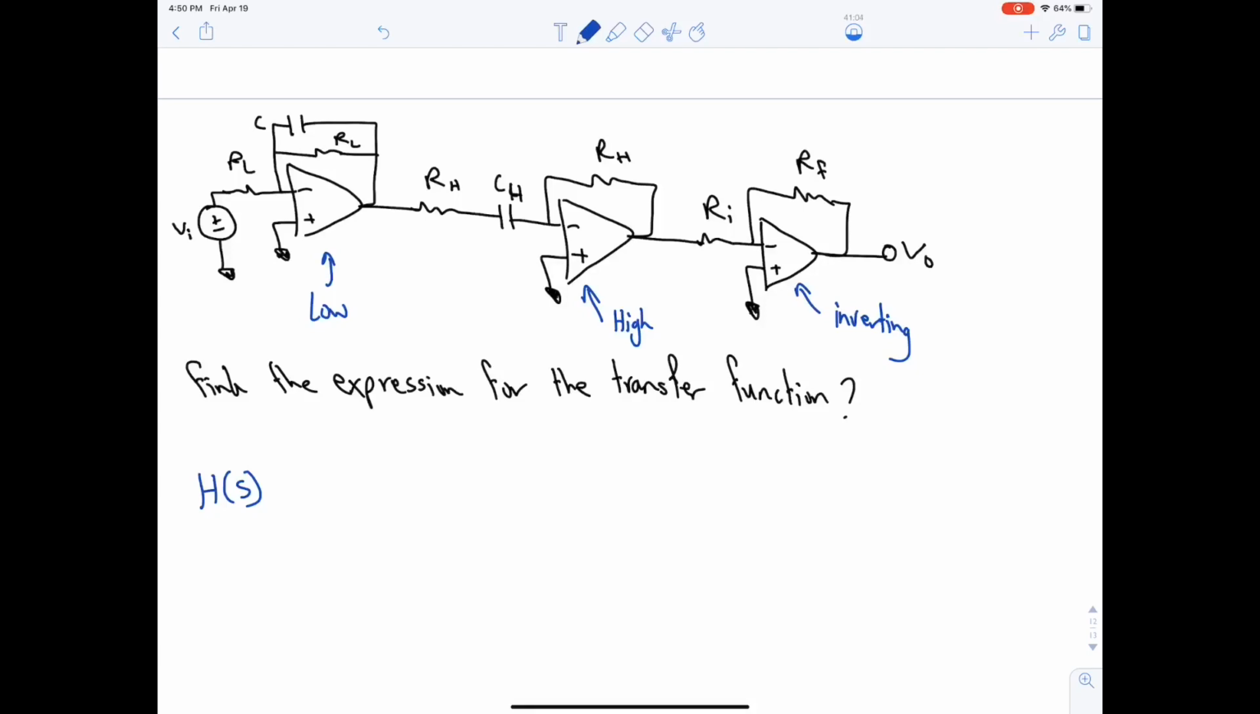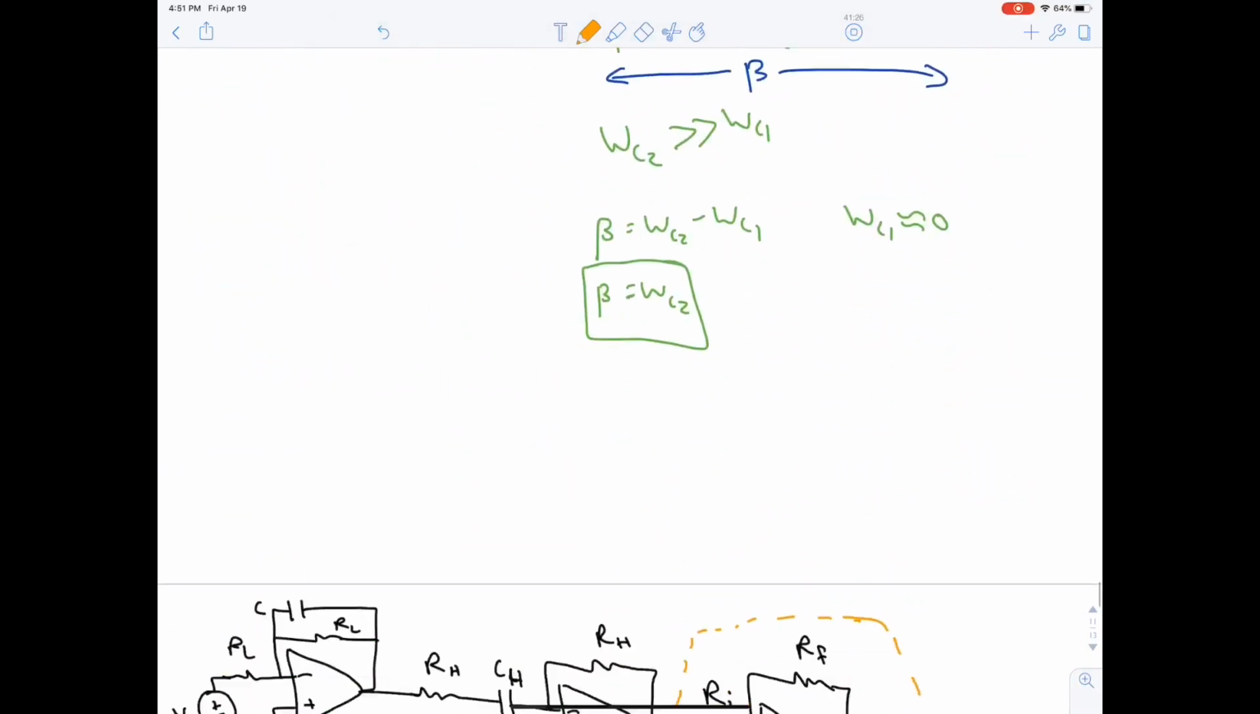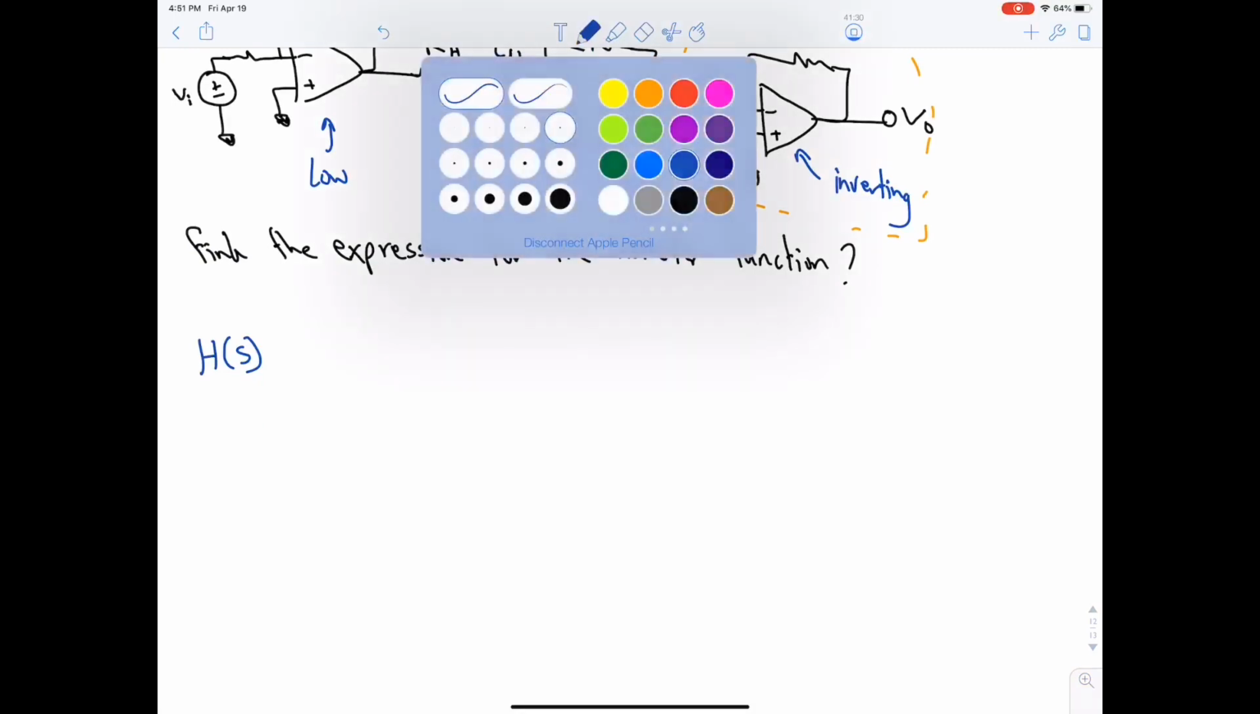How many k's? We're going to get 3 k's, right? One in the low, one in the high, and one in the inverting. But the bandpass has only 1 k, and it comes from where? From this part of the bandpass, right? From the inverting. So we will multiply the general equation of low and high, but without their k's.